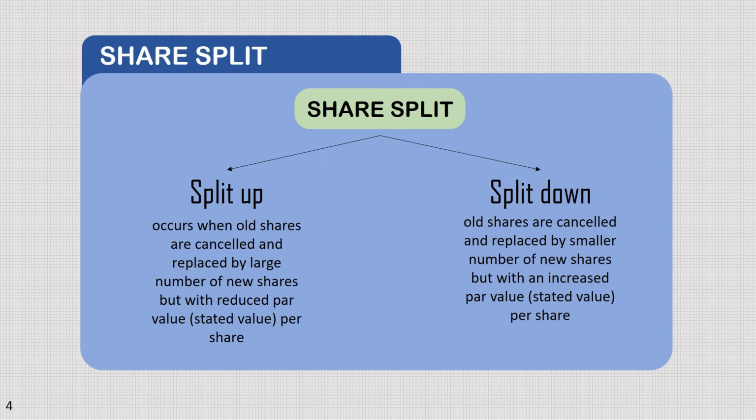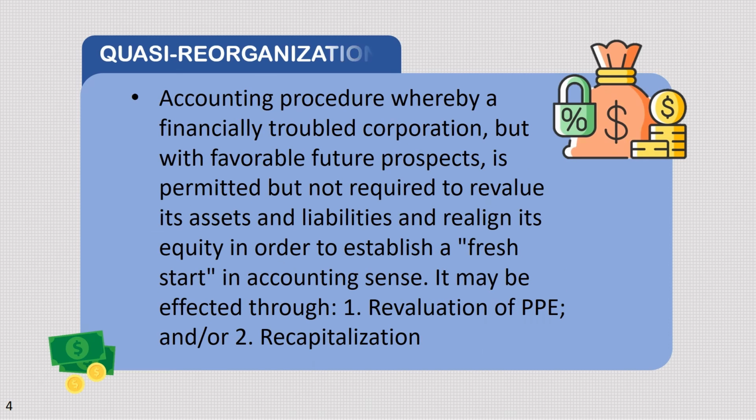May dalawa tayong form ng share split. Una, split up or share split. Yung pangalawa naman is split down or reverse share split. Sa split up, nangyayari lang to kapag binabaan yung par value per share para mas maging affordable ito sa mga future and potential investors. Yung pangalawa naman na split down is kabaligtaran ng split up. Yung old shares ay cancelled at papalitan ng mas mababang bilang ng new shares pero mas mataas yung presyo or par value per share.